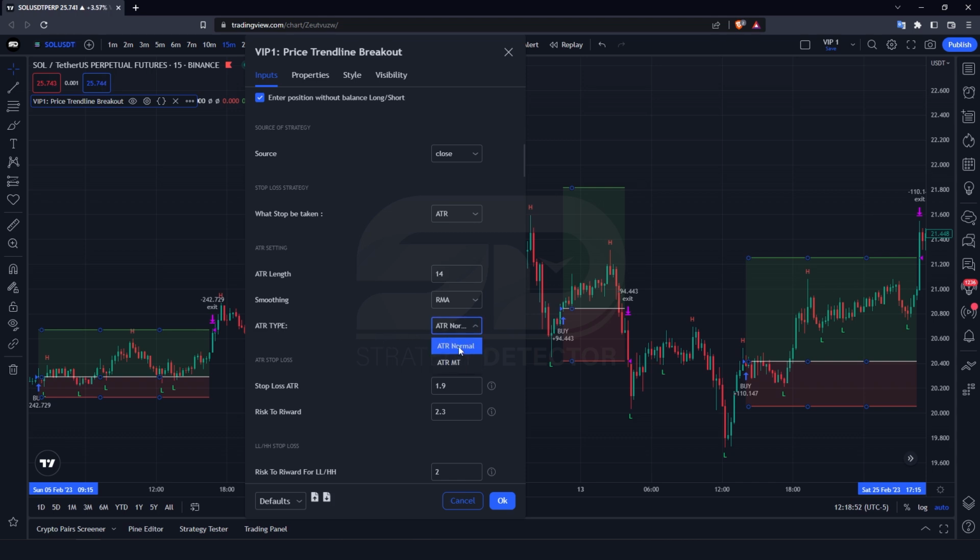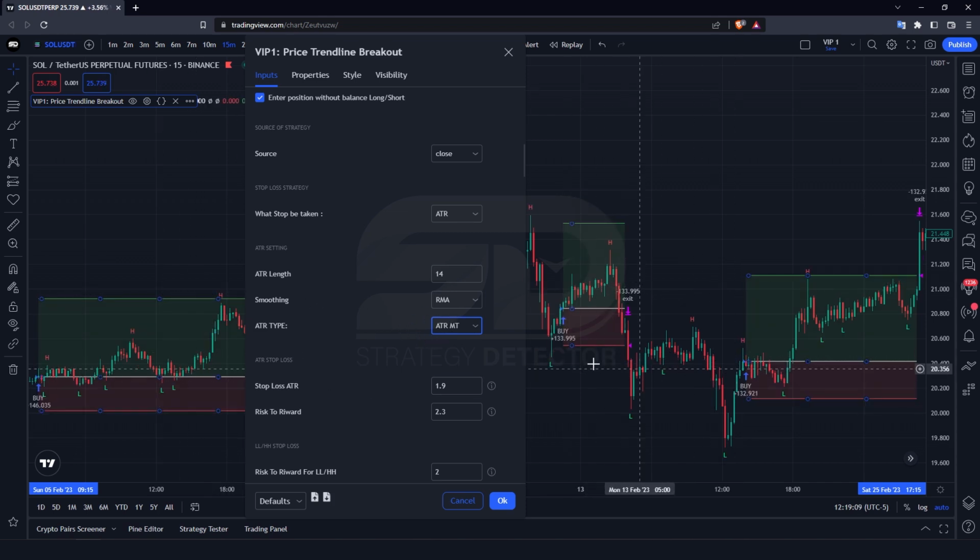Normal ATR is only the ATR of this time frame that we are already in. But the MT ATR is multi-time frame ATR, and it uses multi-time frames to calculate the ATR of candles. You can choose each of these types of ATRs and use it to take positions.